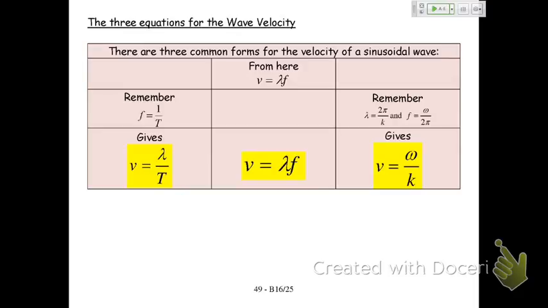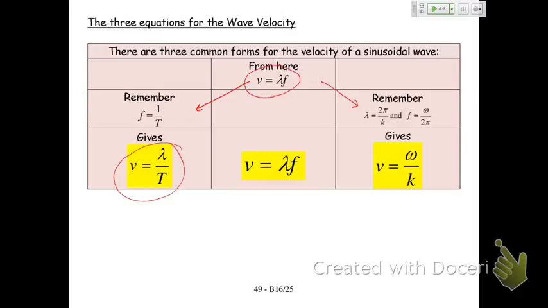Let's go back a little bit to velocity, v equals f lambda. I can play some games with it now. If I remember that f equals 1 over period, then v equals lambda over period T. This is a bit harder. If I remember that lambda equals 2 pi over k and f equals omega over 2 pi, the 2 pi's cancel. I get v equals omega over k.